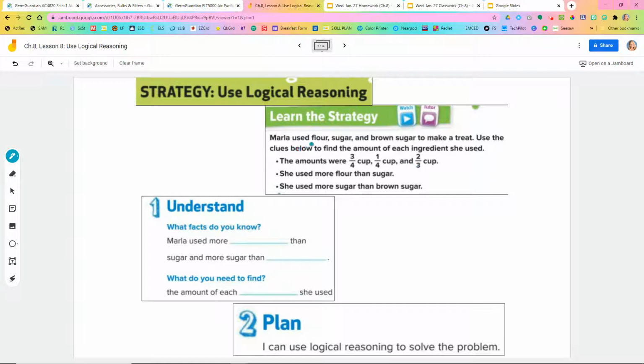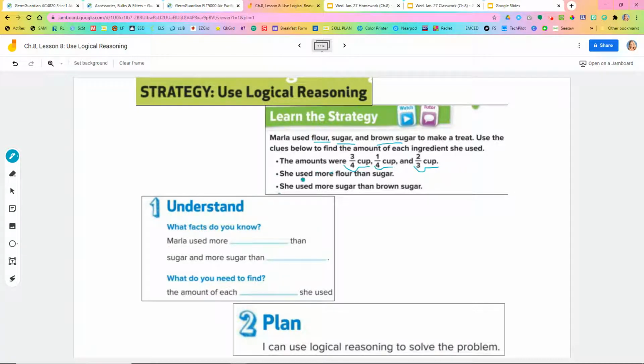So Marla used flour, sugar, and brown sugar to make a treat. Use the clues below to find the amount of each ingredient she used. Now, I'm not simply putting these fractions in order. I've got to decide which fraction belongs to flour, which fraction belongs to sugar, and which fraction belongs to brown sugar. So I got to match them. All right. So my first clue is the amounts used were 3/4 of a cup, 1/4 of a cup, and 2/3 of a cup.